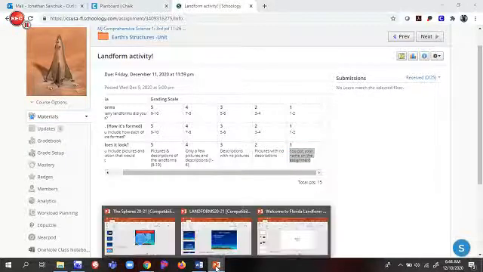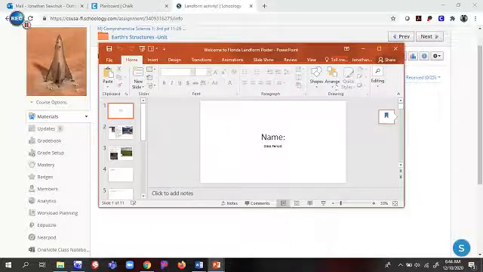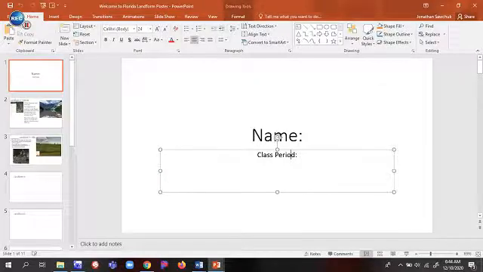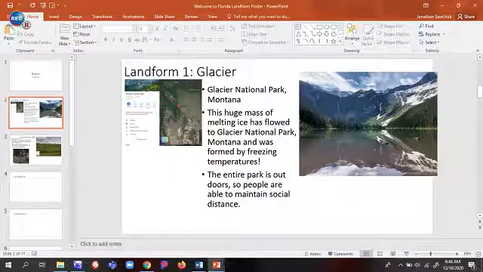Now, I do want to show you an example of one that I made. Here is a Welcome to Florida landform poster. So here's my example one, name, class period. Then let's take a look. I did the first landform is a glacier. Do we have glaciers in Florida? No, we don't. That's why I put glacier as the example one, so you knew what not to choose.